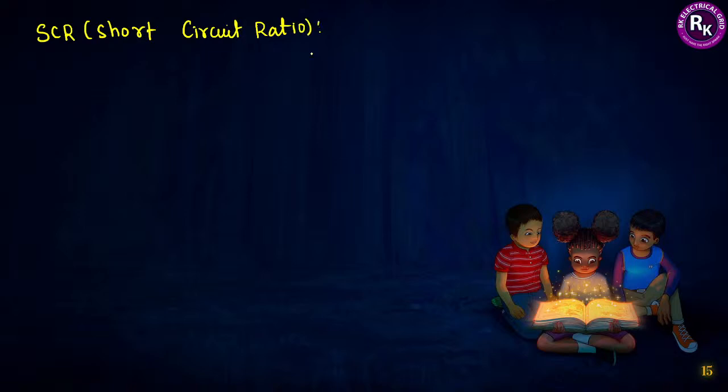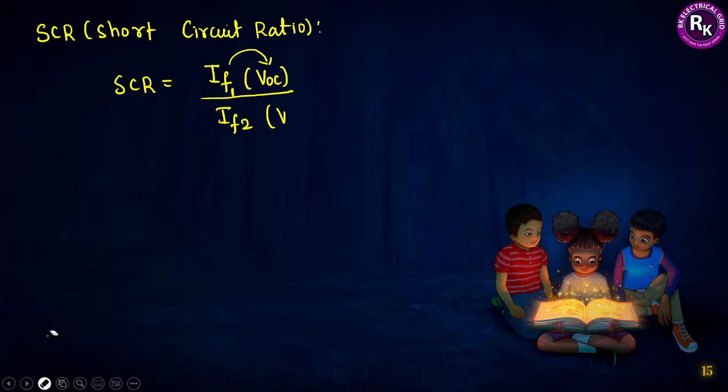So when I talk about the short circuit ratio, how can we define it? What is the standard formula? There are many ways we can define the short circuit ratio. One is you can consider the field current demanded by the alternator to achieve the rated open circuit voltage, divided by the field current demanded by the alternator to achieve the rated short circuit current.